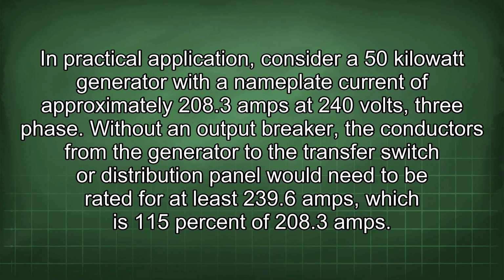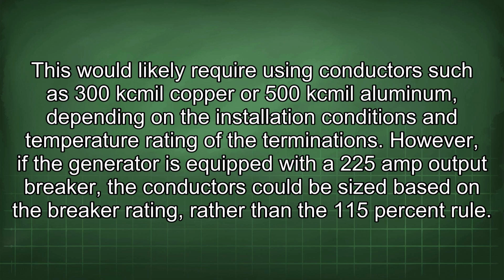In practical application, consider a 50 kW generator with a nameplate current of approximately 208.3 amps at 240 volts, 3-phase. Without an output breaker, the conductors from the generator to the transfer switch or distribution panel would need to be rated for at least 239.6 amps, which is 115% of 208.3 amps. This would likely require using conductors such as 300 kcmil copper or 500 kcmil aluminum, depending on the installation conditions and temperature rating of the terminations.